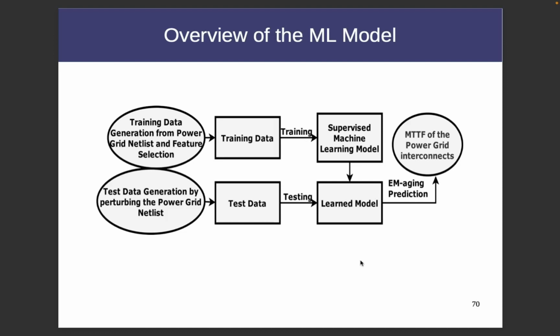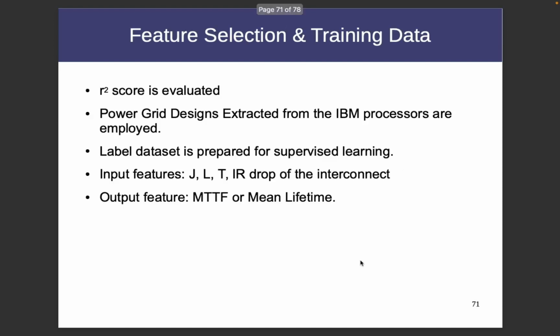Our machine learning model is similar to what we proposed in our previous model. We created the training data set from the power grid specifications, and then we created a supervised machine learning model, and then we tested it on a test data set, and we get the electromigration aging. Similarly, we have used R square score for its evaluation. Here the only difference is the input features we selected for the electromigration problem and the output features.